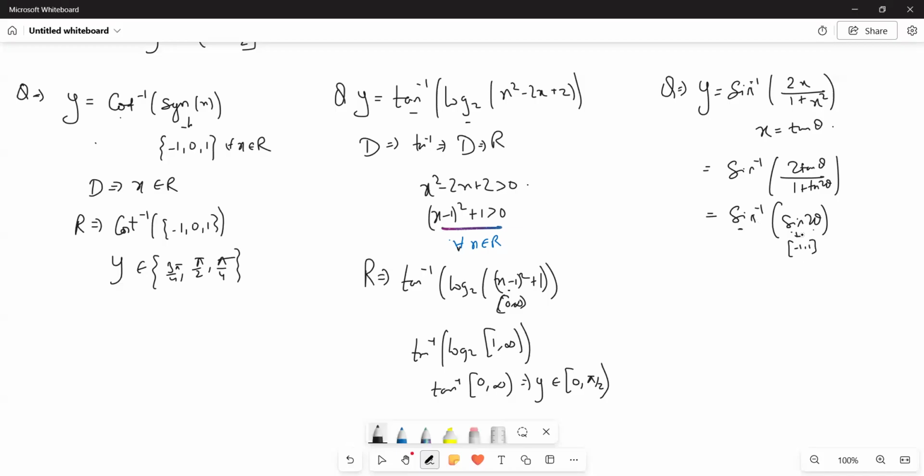So again, we can say that the output of g lies within the domain of f, for all values of theta, which means for all values of x, 2x by 1 plus x square will lie between minus 1 to 1. Therefore, the domain of the function would be all real numbers. And range क्या हो जाएगा again? Since we have sine inverse of minus 1 to 1, the range of this would be minus pi by 2 to pi by 2.